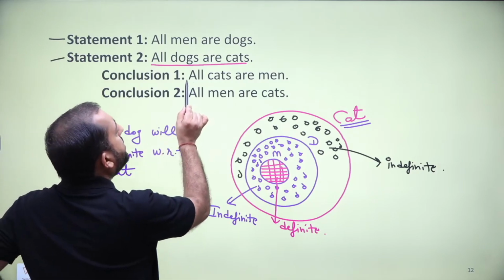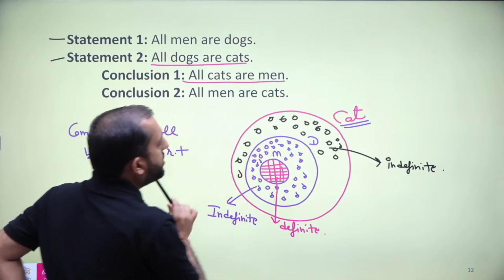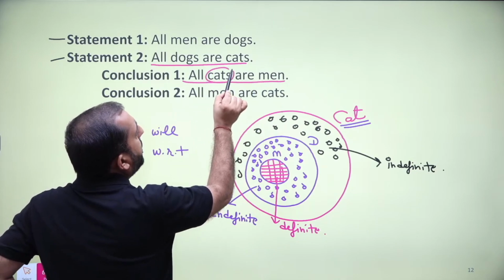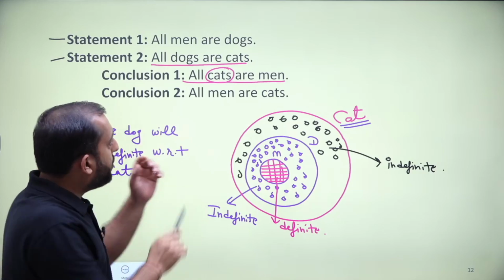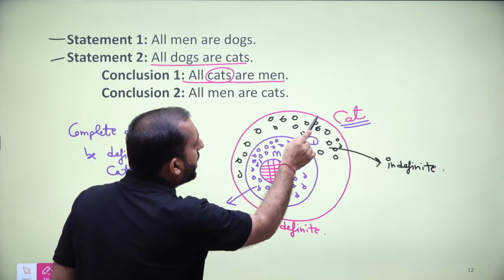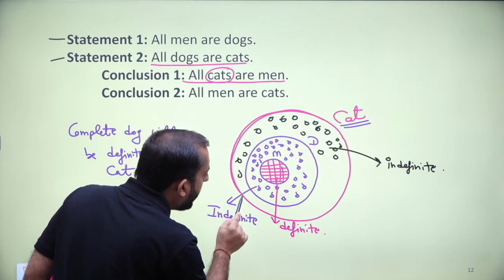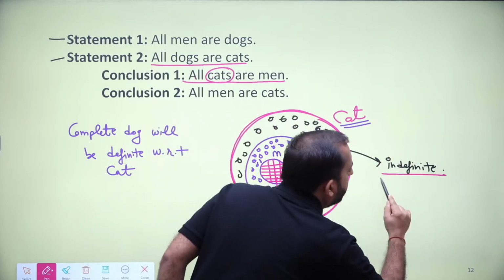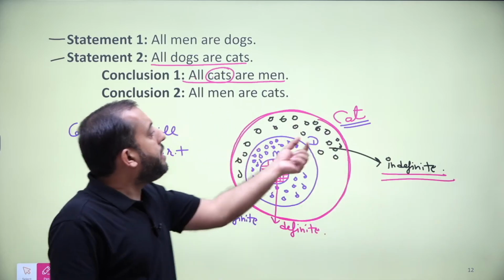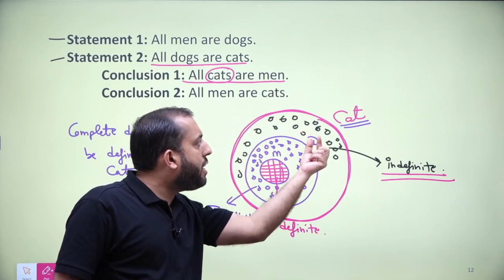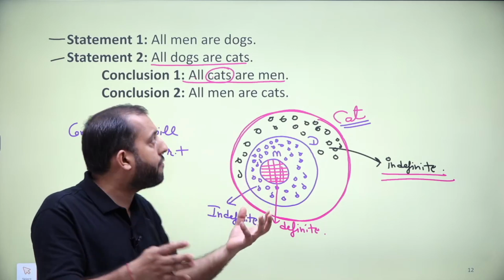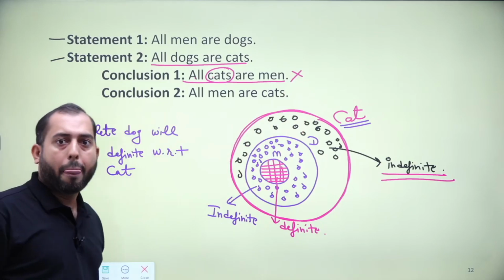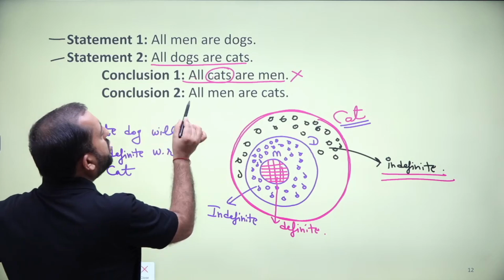Now conclusion 1 says all cats are men. See, according to conclusion 1, we will pay attention to the circle of cat, because all cats. In the circle of all cats, do I have anything indefinite? Yes. In the complete circle of cat, we still have some part which is indefinite. That is why this conclusion 1 is not valid. Okay. Now let's talk about conclusion 2.